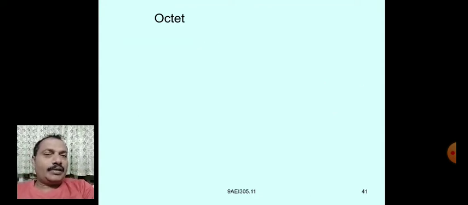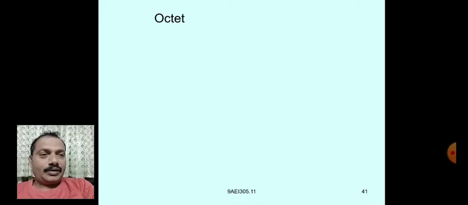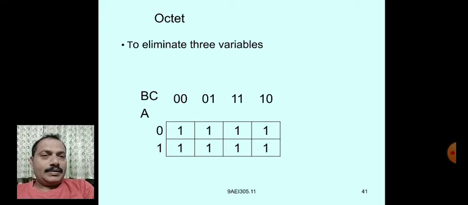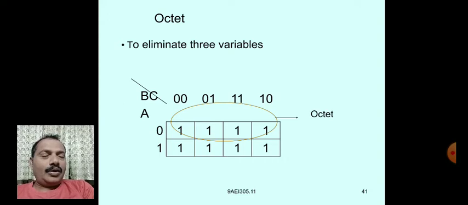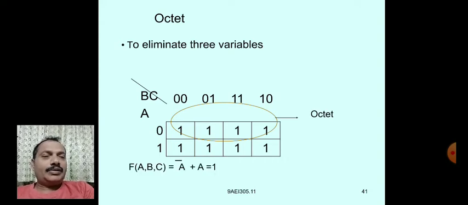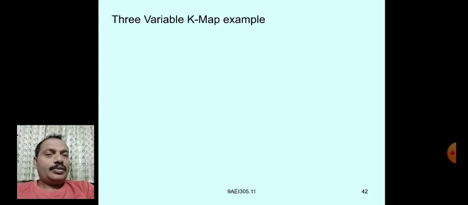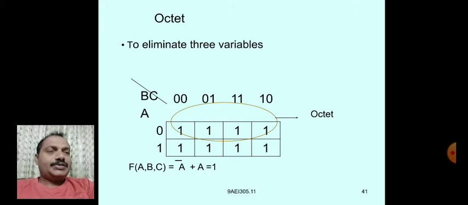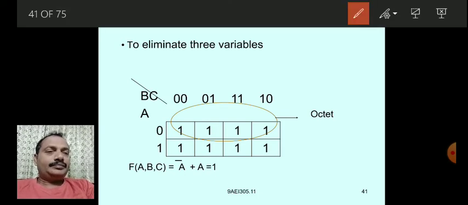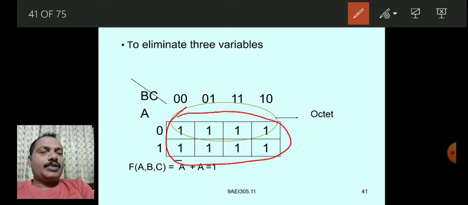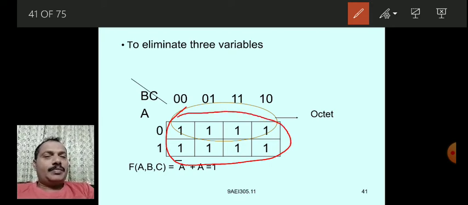Let us take the octet example. Here an octet is possible, hence we consider only the octet. Let us consider the total octet formed like this.